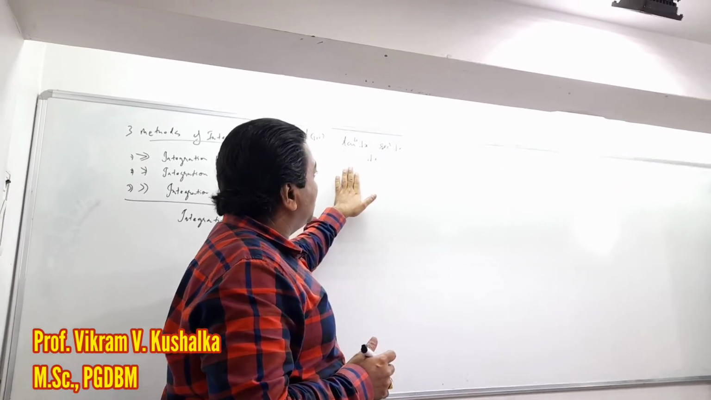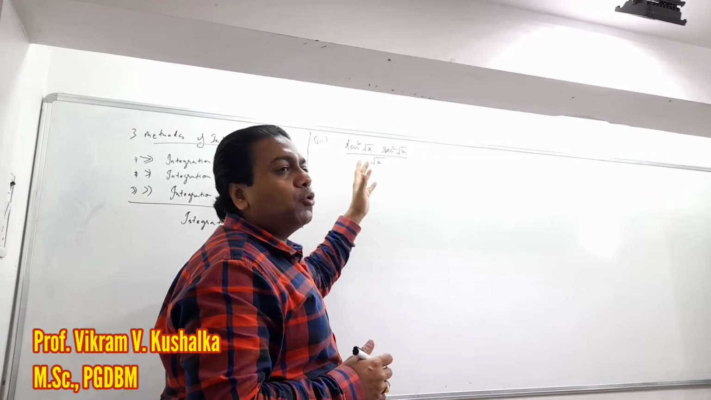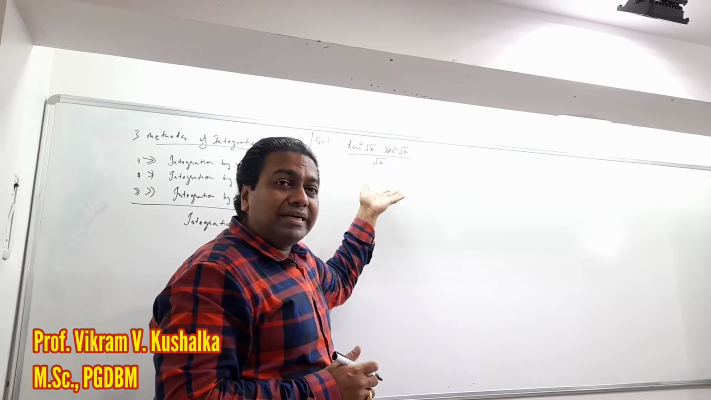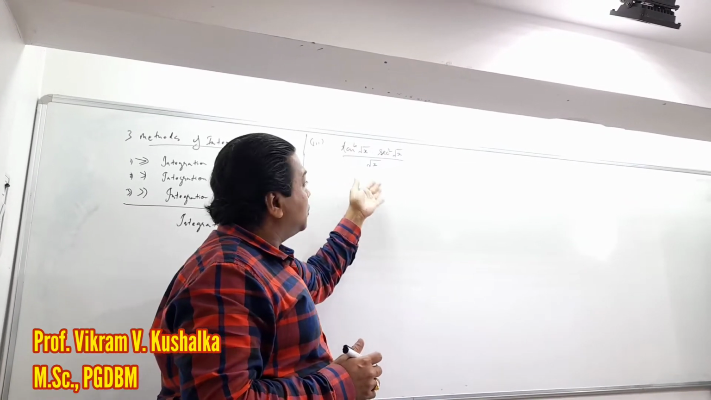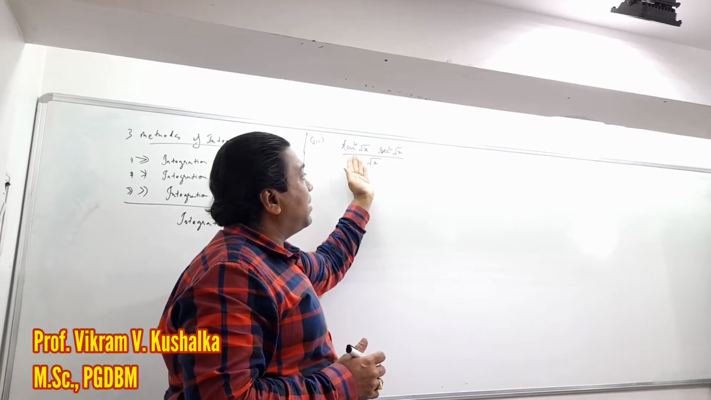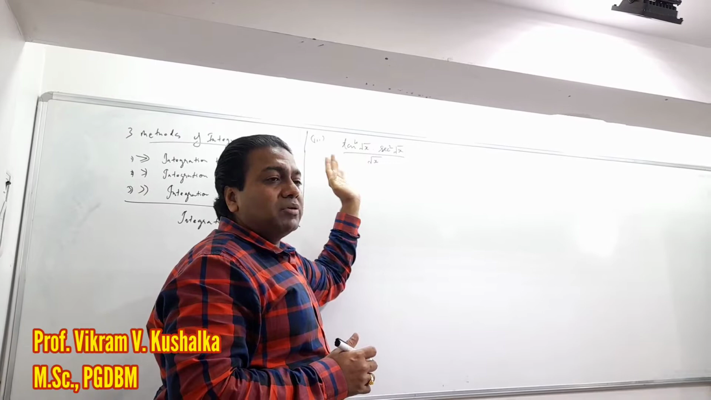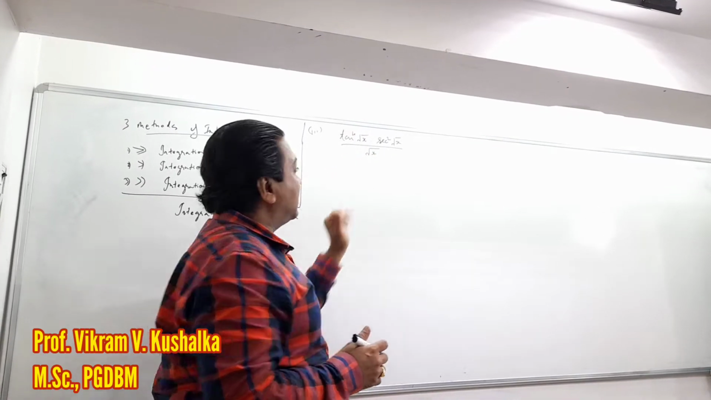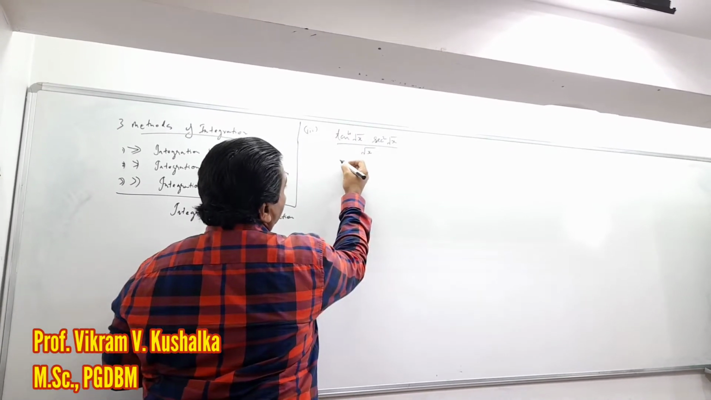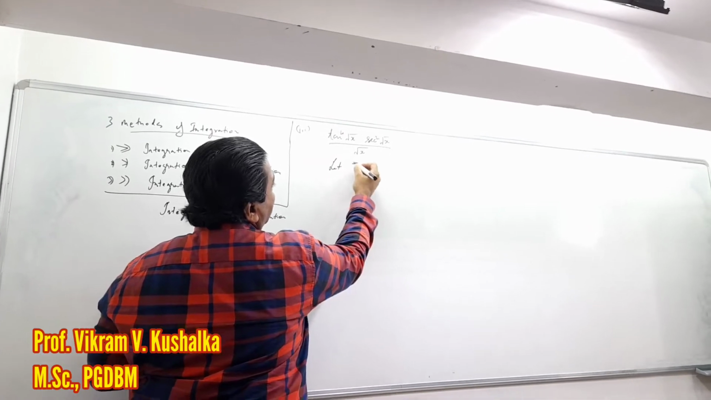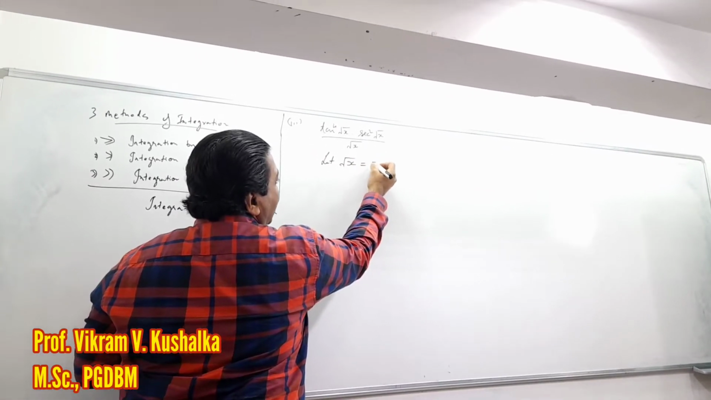If you look at this question, how do you identify that you are supposed to do integration by substitution? Because it's very clear, it's given in the form of a into b divided by c. So you need to definitely take substitution into consideration.